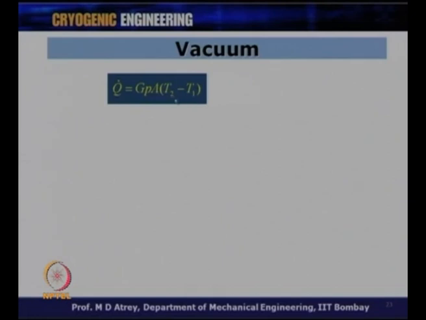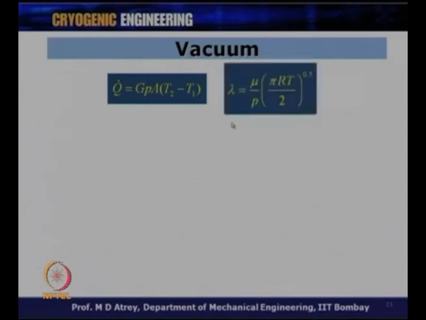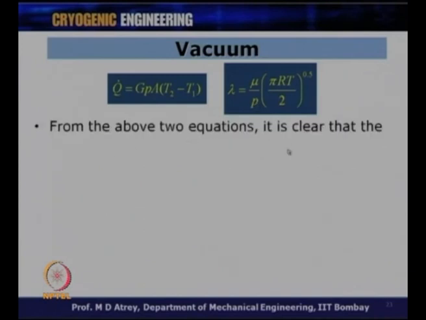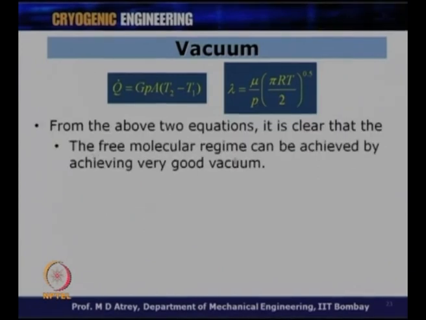Now, I am not bothered about what T2 dash and T1 dash are, because that has already been taken into account by this Fa, which has been enclosed in the value of G, and the lambda value is given by this expression. From the above two equations, it is clear that the free molecular regime can be achieved by achieving very good vacuum. As the pressure goes on reducing, that means as the vacuum gets better and better, the value of lambda is going to increase, and when lambda is going to be more than L, we are going to be in the free molecular regime, and therefore, then I can use this expression to calculate residual gas conduction.